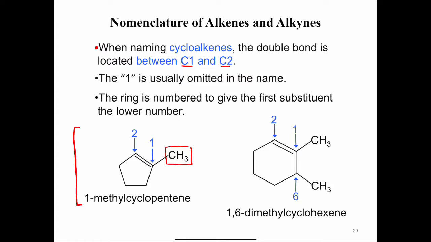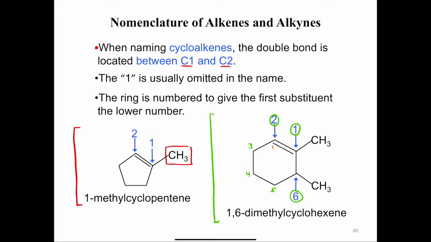The example on the right is much trickier, and this is a trap that students will fall into sometimes. You can see that it's numbered correctly here because my numbering goes through the double bond, 1, 2, 3, 4, 5, and then 6. So I have 2 methyl groups, so it's going to be 1,6-dimethylcyclohexene. The trap that students might fall into sometimes is that they might try to number the carbons like this.